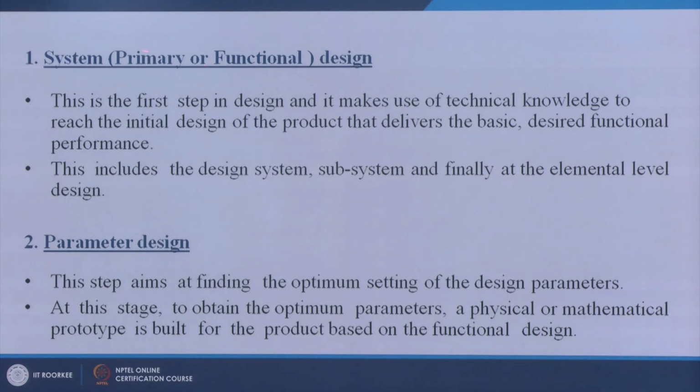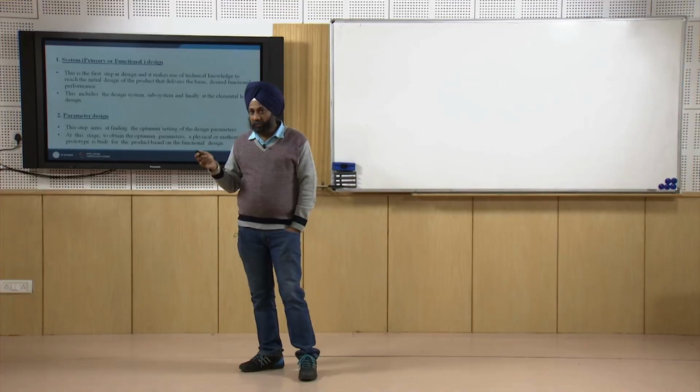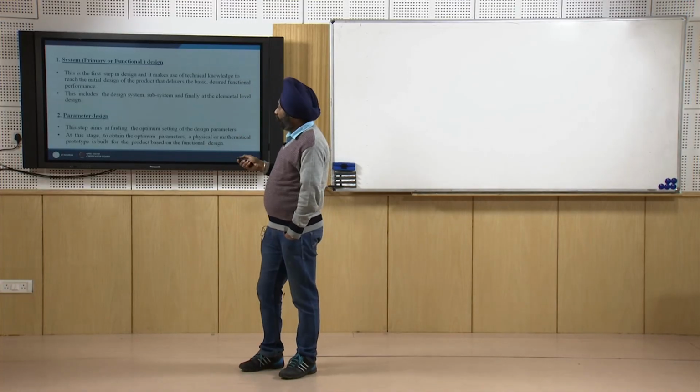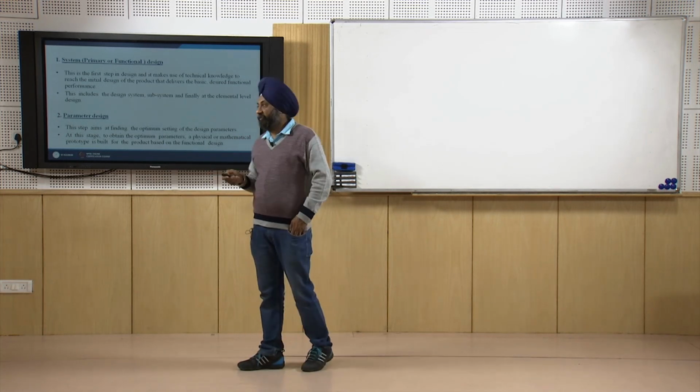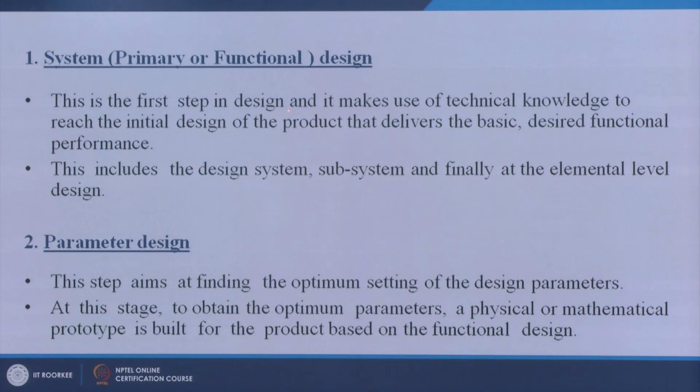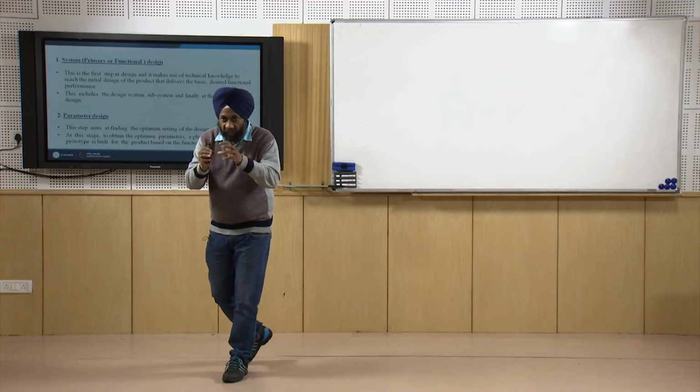So, at system level, we have already seen the functional design. We have already engaged week 2 on value engineering, and functions we have discussed in much more detail. So, I will not go to functional design again, I will try to explain this with the help of an example. This is the first step in the design, and it makes use of technical knowledge to reach the initial design of the product that delivers the basic desired function performance. So, the first thing is the basic functional design of the product.